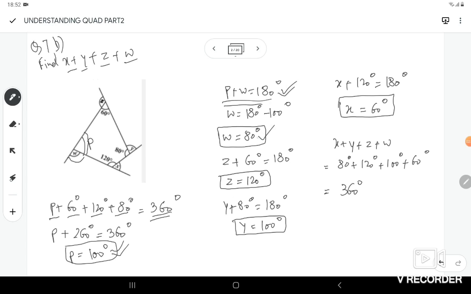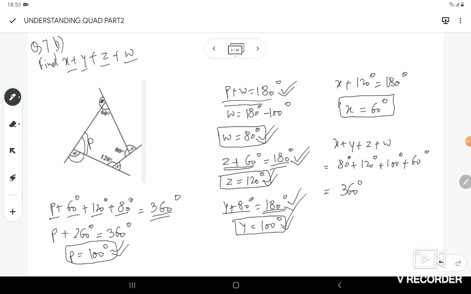So W comes out to be equal to 80 degree. Angle Z plus 60 degree equal to 180 degree, again property of linear pair of a straight line, sum of angles internal plus external on a straight line is equal to 180 degree. So Z comes out to be equal to 120 degree. Using the same property, y plus 80 degree is equal to 180 degree, and finally the value of y comes out to be equal to 100 degree.